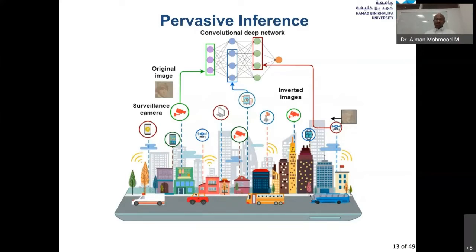And these models are becoming huge. These models now have millions of neurons. VGG has 15 million neurons. It has 144 million parameters, 3.4 billion connections. So these models are huge.